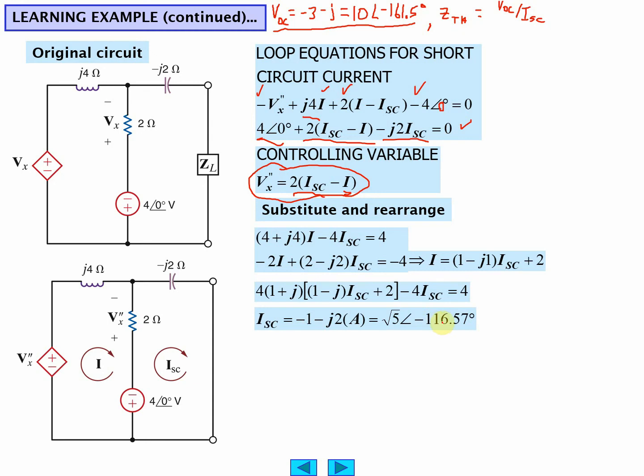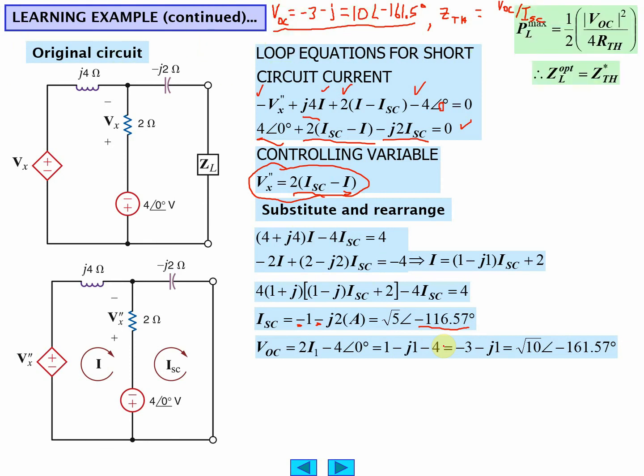Good. Root 5, 2 negative signs, third quadrant again. So we got this going on. Just be careful about that a little bit. Make sure you're in the right quadrant. And VOC, and then now we can get the final answer. We get ZTH. Remember, ZTH is going to be this, VOC over ISC. And of course RTH is the real part of ZTH.